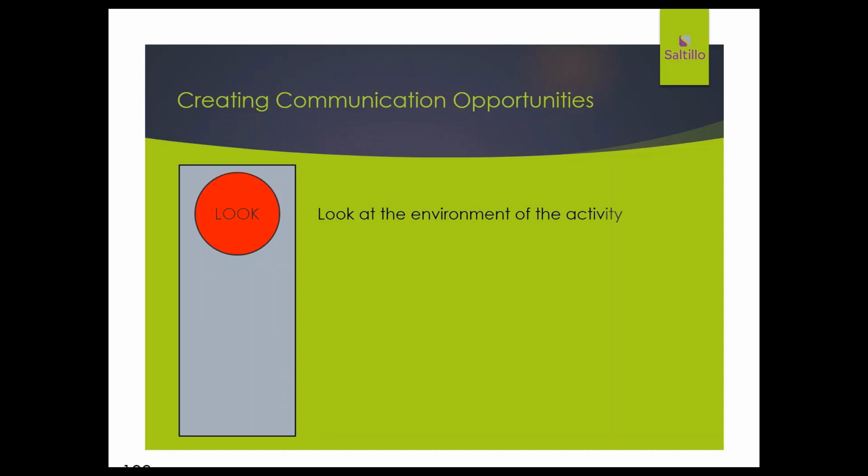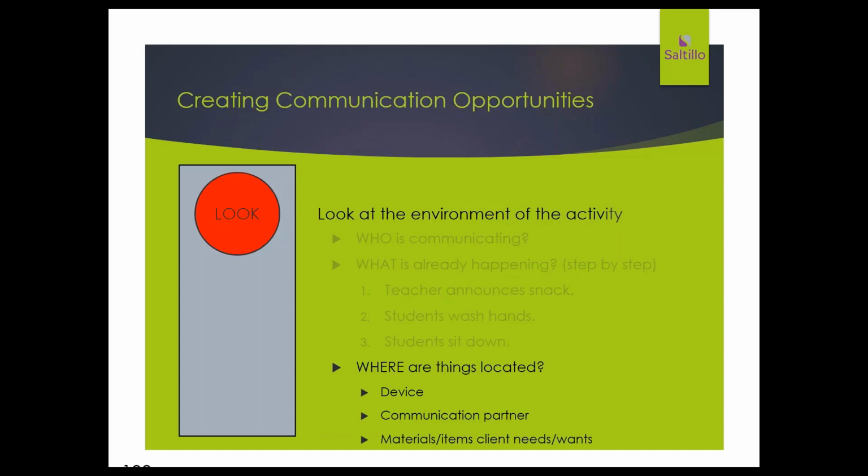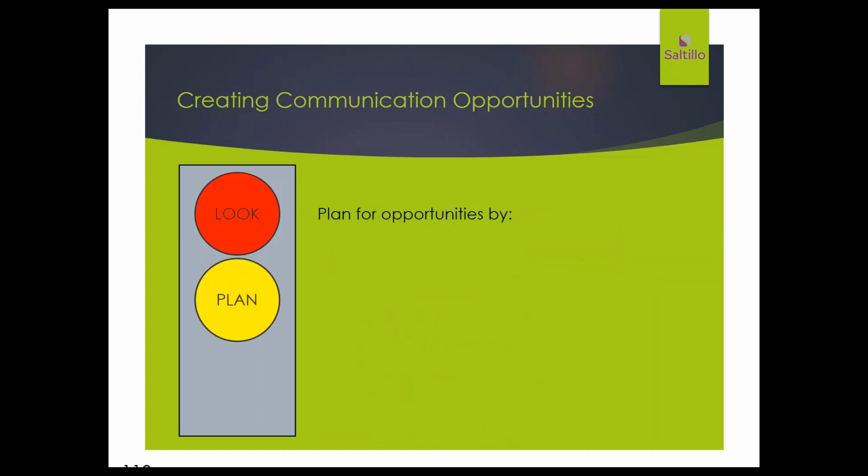So we stop and we look at the environment of the activity. We chose an activity and we figure out, okay, who is communicating? What is already happening? Maybe we'll pick snack at this point. The teacher announces snack, the students wash hands, the students sit down. Where are things located? So we just stop and really look. Is the device on the shelf or is it in front of the student at the snack table? Where's the communication partner? Where are the materials? Where's the food that they want?